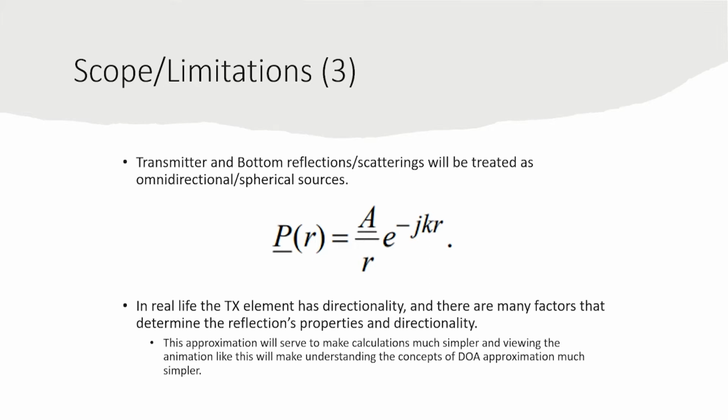Next, I'm also going to have to approximate the transmitter and the reflection points as spherical sources. In real life, the transmit element has some directionality, and there are really many factors that determine the reflection points' properties and directionality. But by approximating both of those as spherical sources, it makes my calculations much simpler, and it also makes viewing the animation more intuitive and simpler to follow.